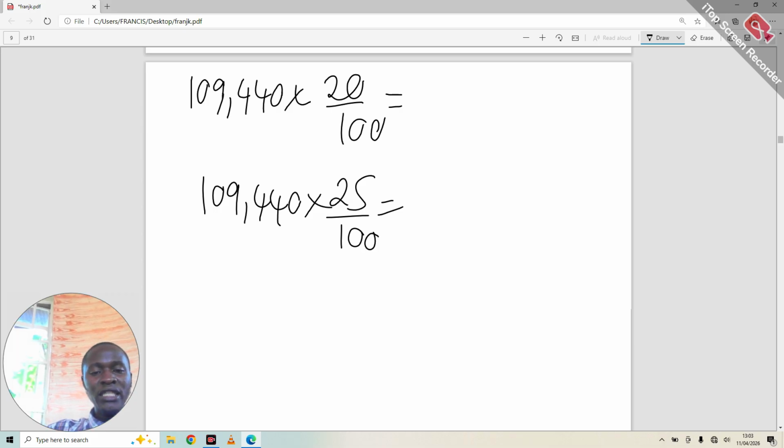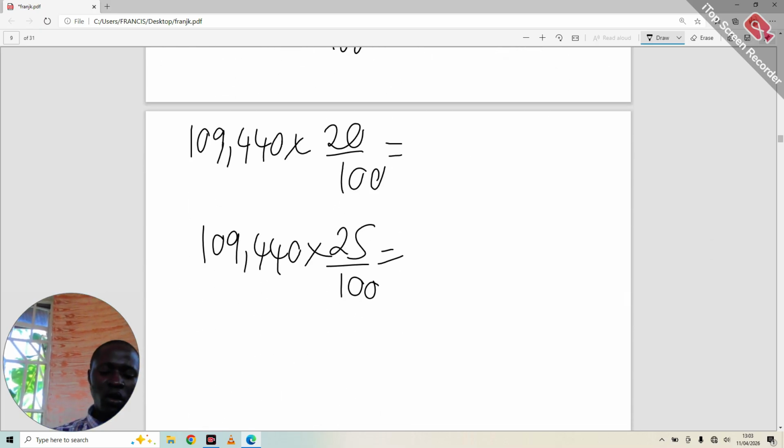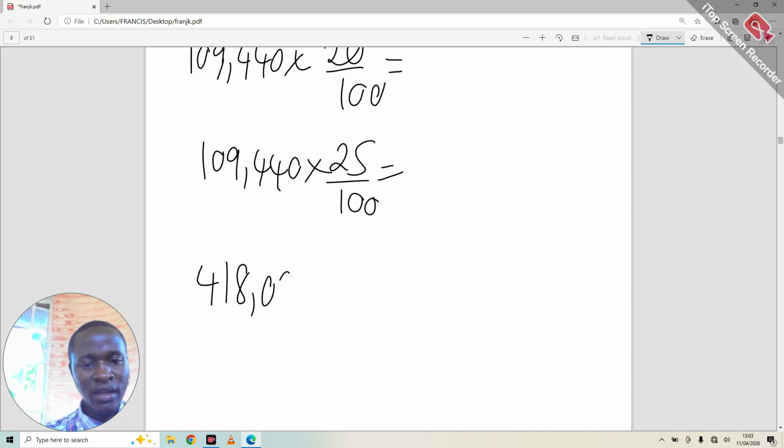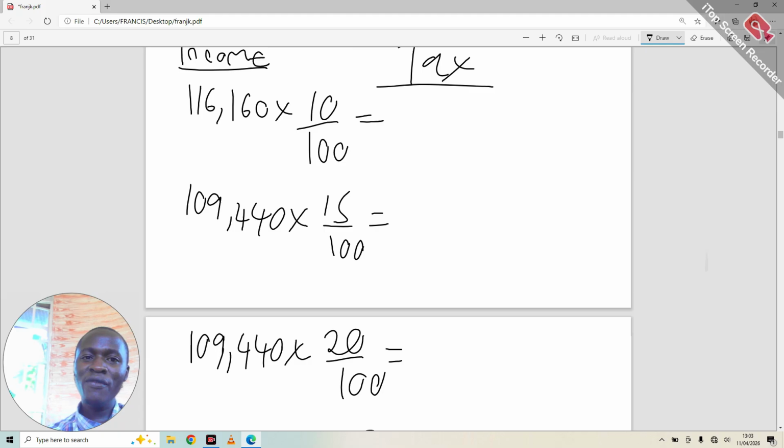Then we have over 448,480. Now that over, we shall use our amount, 862,500. So now have 862,500 minus 448,480. What are we having there? 414,020. You multiply by 30 all over 100. So what do we have?